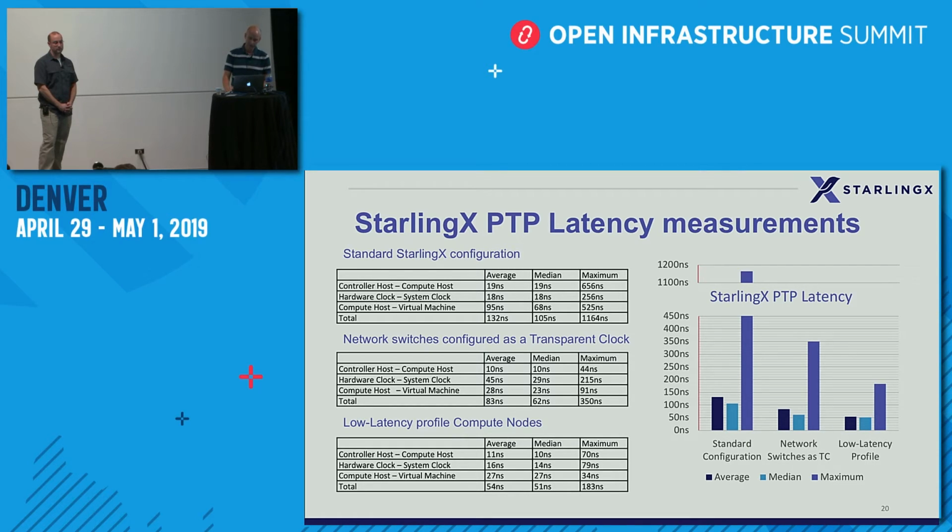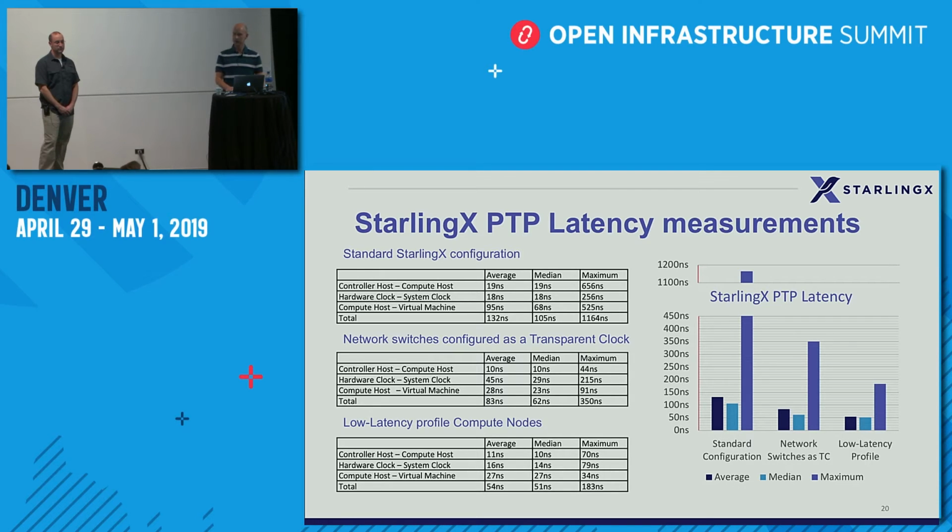Basically, even with the standard simple StarlingX configuration, when you just enable PTP and that's it, you can have a pretty decent average offset in your virtual machine. It's about 100 nanoseconds only. But the problem is we can have occasional spikes that can negatively affect the performance in your virtual machines, and it can be up to 1 microsecond, as you can see on this graphic. And what can I do to improve the situation?